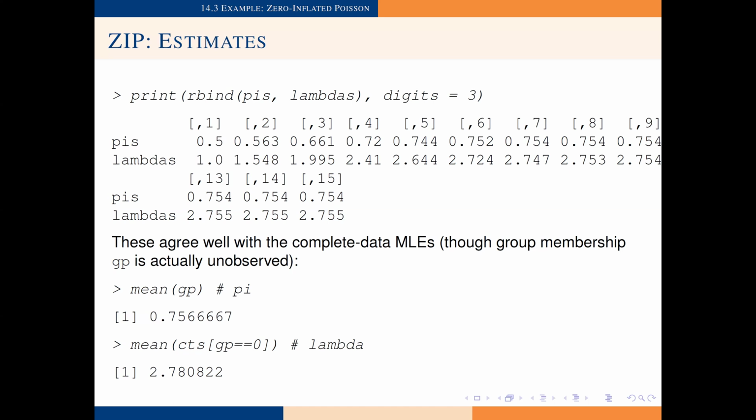What this means is that the results we got for pi and lambda from the observed data, not knowing the actual group membership, because we never use that in our algorithm, are actually very close to the MLEs we get if we know the complete data, which we didn't have the luxury for. We didn't know the group membership. And this essentially means that our algorithm did very well.